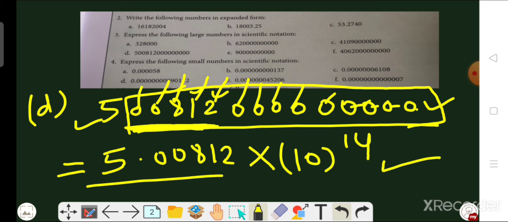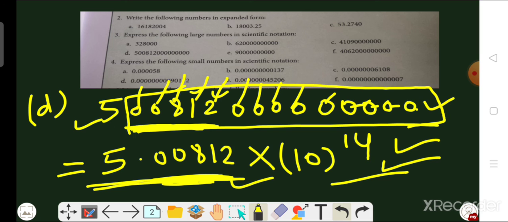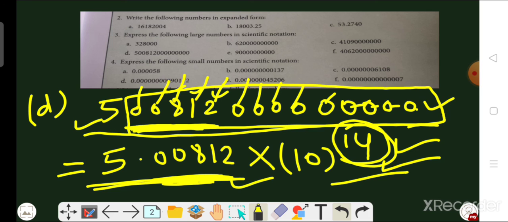Okay, after the decimal we have to write up to the non-zero digit, and then we have to put the power, or we can say 10 raised to the exponent as the number of digits given in the number minus 1, because there are a total of 15 digits and we have to raise the power 14. This is another way by which you can represent a given decimal number into scientific notation.